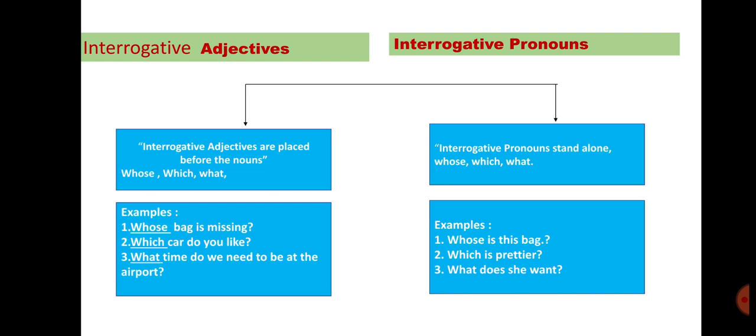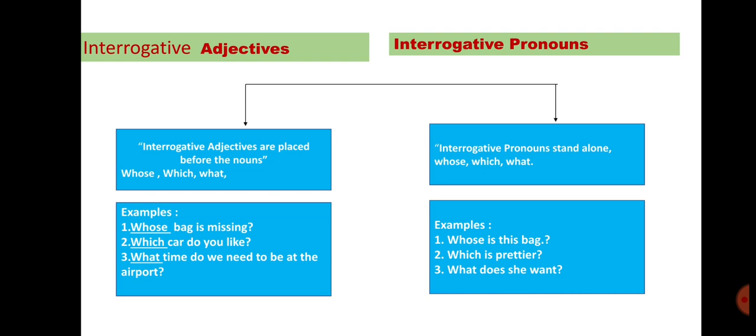Let us see an example. Whose bag is missing? Whose is an interrogative adjective. They are placed before the nouns, means there is a noun after them, that is bag. Interrogative pronoun, whose is this bag? Interrogative adjective, which car do you like? Interrogative pronoun, which is prettier? What time do we need to be at the airport? What does she want?